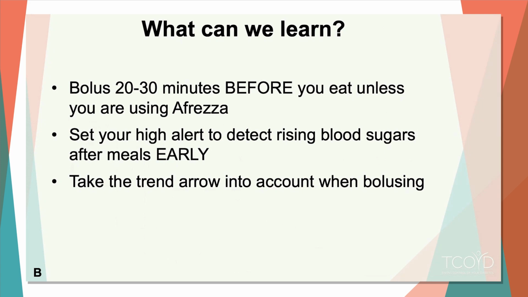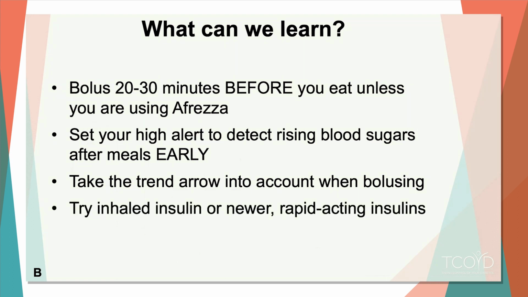If you want to do the math, it can be really helpful in order to correct for trend arrows when they're going up. Try inhaled insulin, or try some of these rapid-acting insulins, and they may help with these postprandial spikes. And you can always try going low carb, something else we've talked about this weekend. It gives you more room for error. You're less likely to have those spikes after meals, and you don't have to be quite as precise with your dosing. So that's another good strategy.